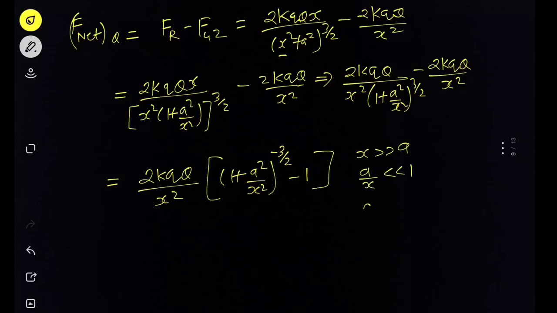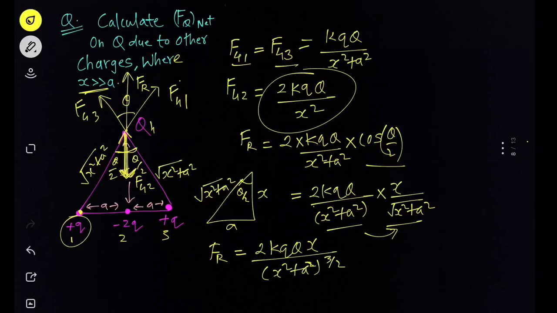So we can neglect the square terms, a square by x square, we can neglect it, but we have to keep this in mind, our answer should not be 0. Now here if we just neglect this term, we'll get only 1, and 1 minus 1 will give 0. And from the diagram, according to the given setup, we can easily say that the force is not going to be 0. So what we have to do?